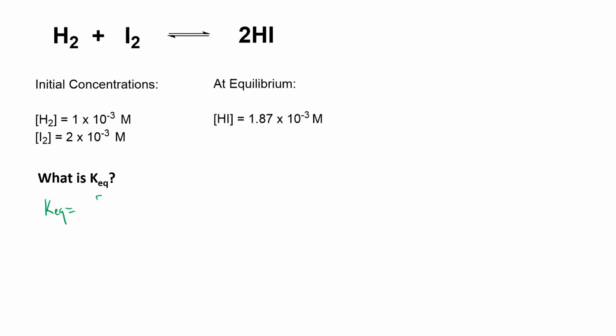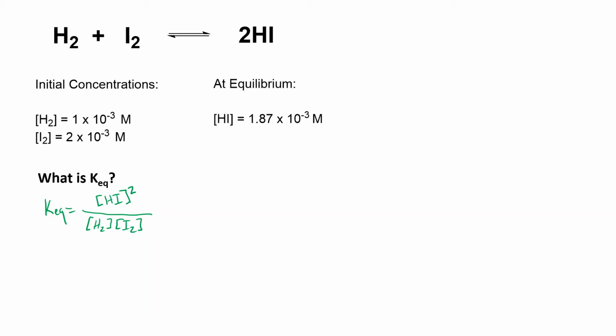And so we remember that that is products, and we have an exponent of 2, of course, over reactants, times the concentration of I2. Right, so we've got products over reactants. We have the concentration of the products and it's squared because of the stoichiometric factor. And then we have the concentration of the reactants.